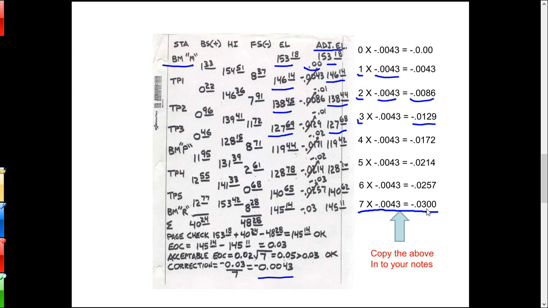Now, my very last shot, when I take 7 times negative 0.0043, that should come out to be the negative 0.03 that will exactly correct my closure here. So when I take my elevation that I got, 145.14, and subtract off this value, that should come out to be the known value of benchmark R. That's the target that I'm trying to adjust to. So that's the basic procedure for working through level loop notes.